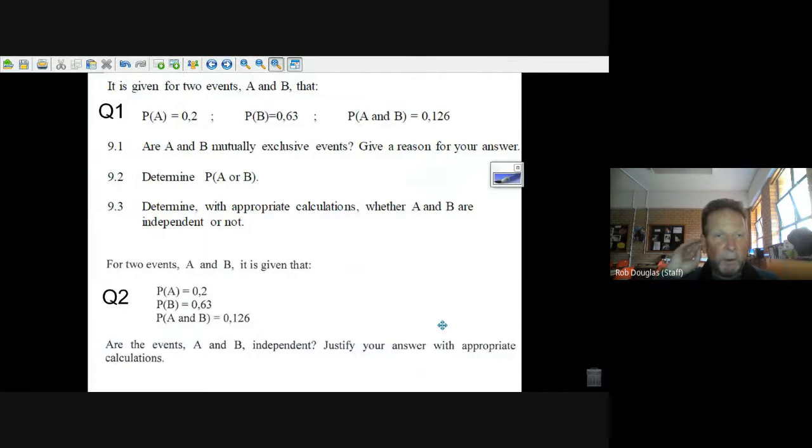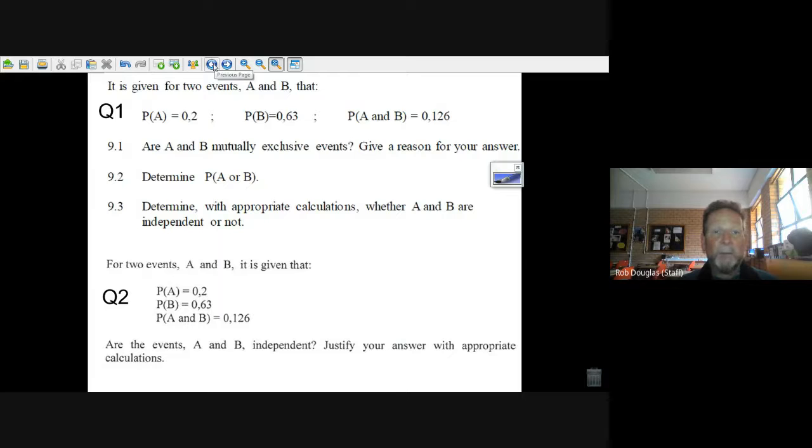Okay, this is part of probability workshop number 2, and we're going to just start here. We've got a question here, and it says that for two events, A and B, the probability of A is 0.2, 20%. The probability of B is 0.63, 63%. But the probability of A and B is 0.126. Now the question is, are A and B mutually exclusive?